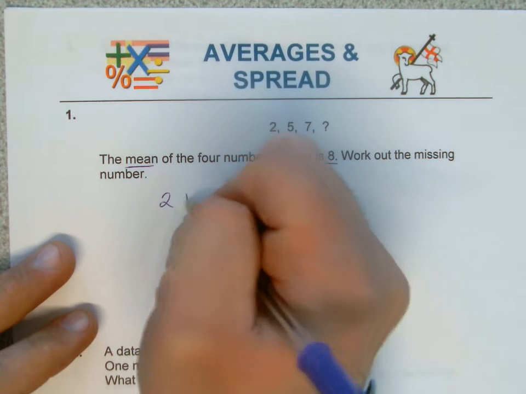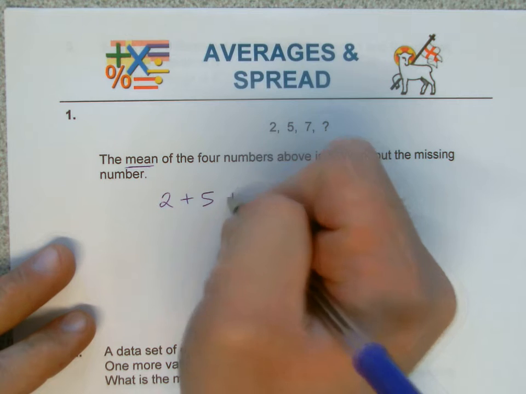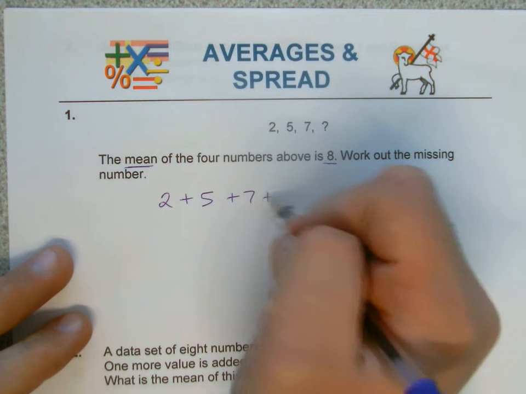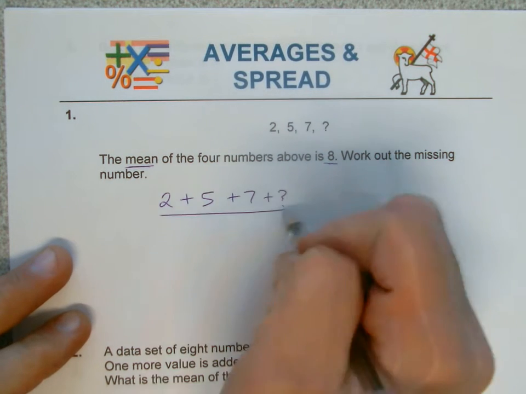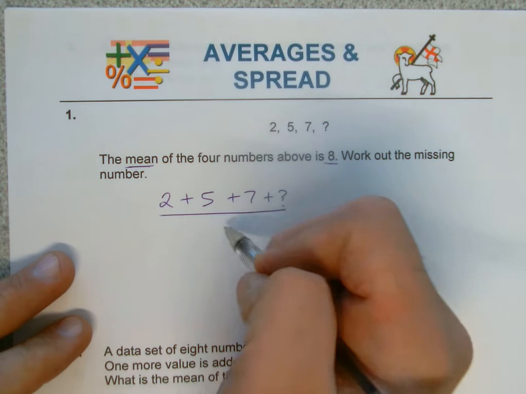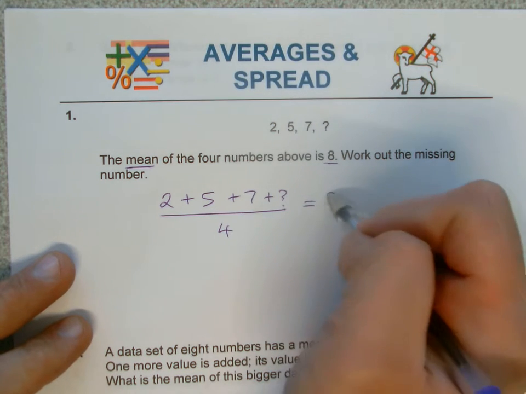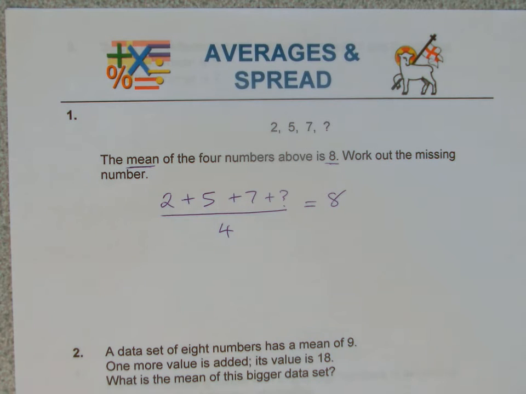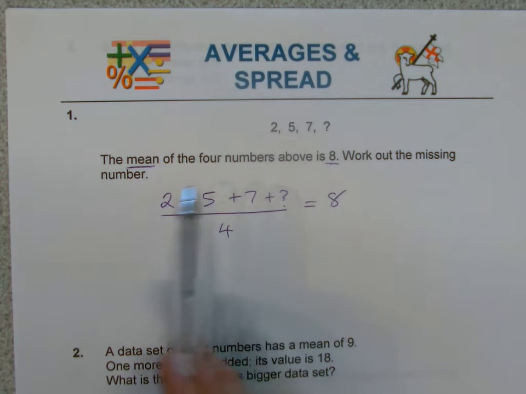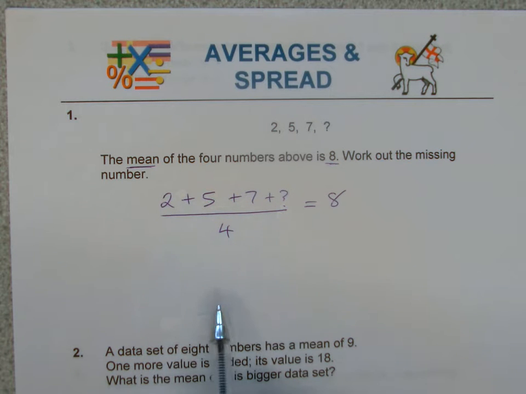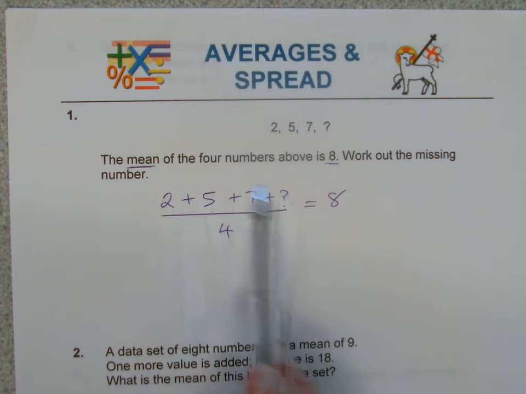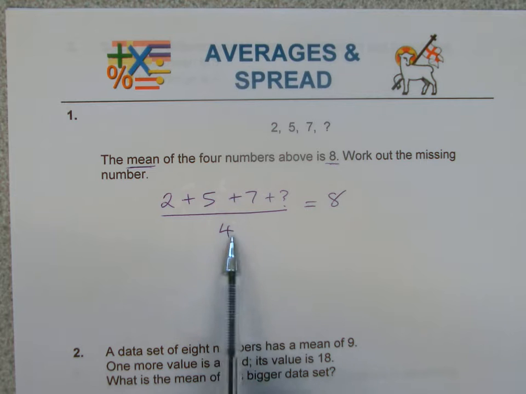So in this case, we'd be adding 2 plus 5 plus 7 plus something. You're dividing then by how many values there are. Now there would be 4 values, and you get your answer to equal 8. Now we need to think about what this needs to add up to in order to get our answer to be 8. So we just need to think here, what number does this need to be so that when you divide by 4, you get 8.